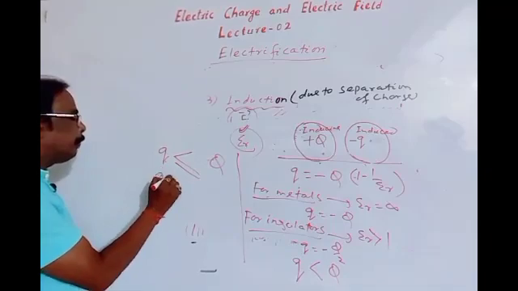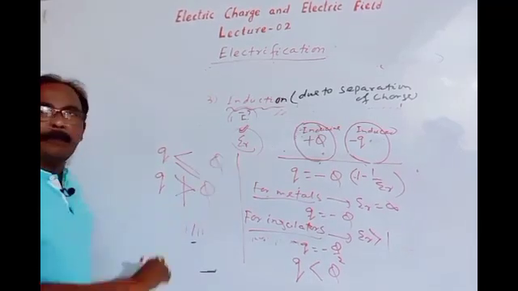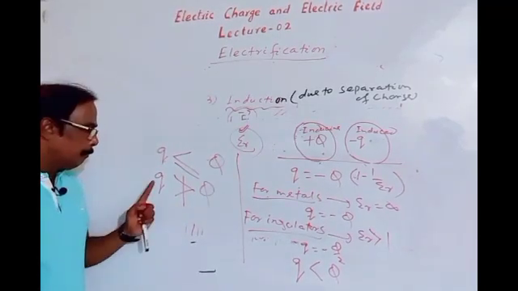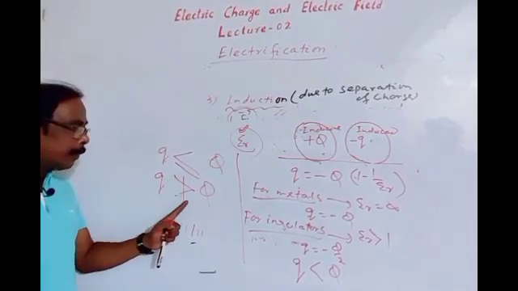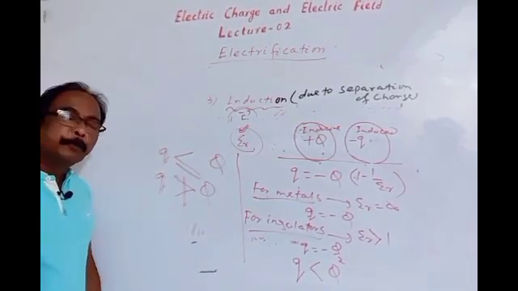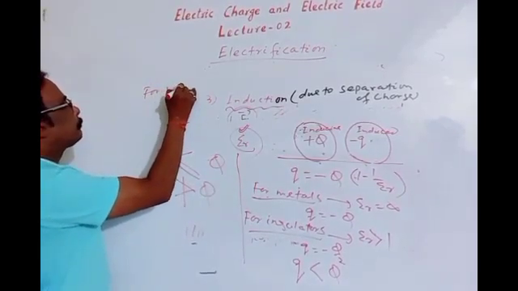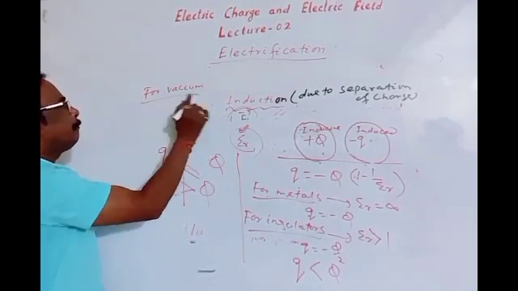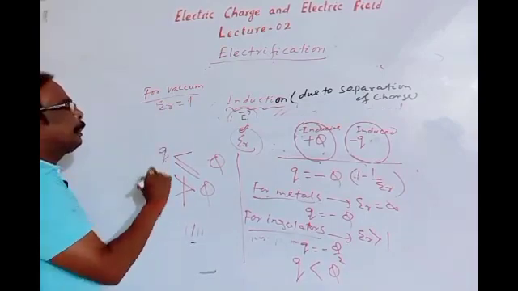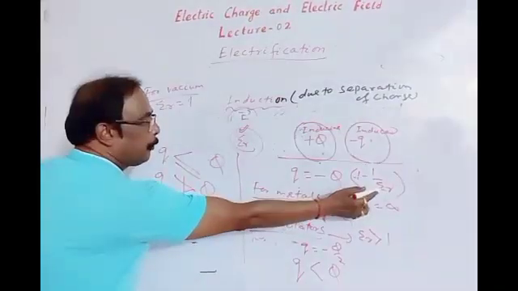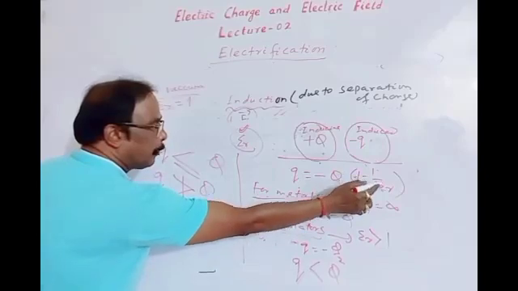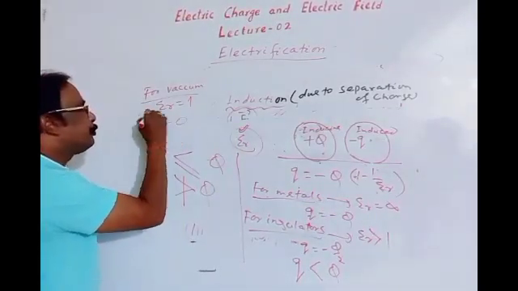So the magnitude of induced charge can never be greater than the magnitude of inducing charge. Okay. For vacuum, epsilon r, the relative permittivity, is 1. Put here 1 by 1, 1 minus 1 is 0. So induced charge is 0.